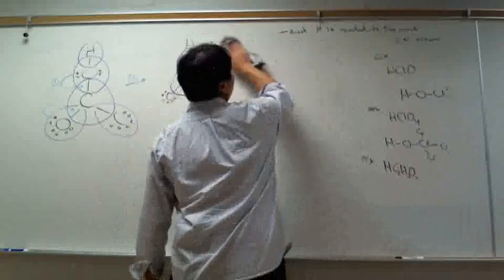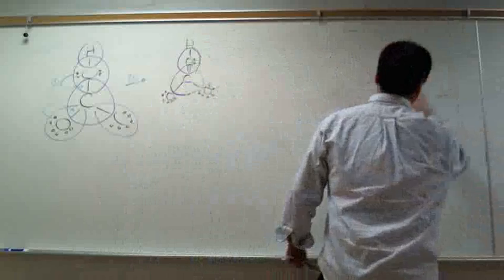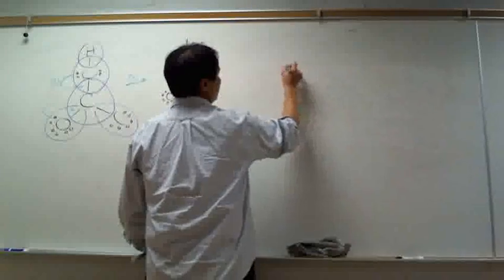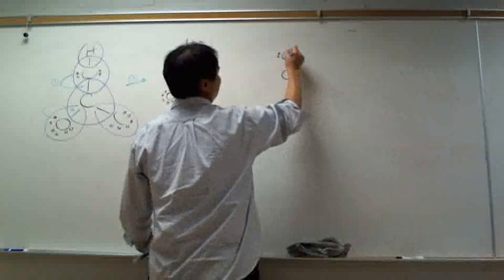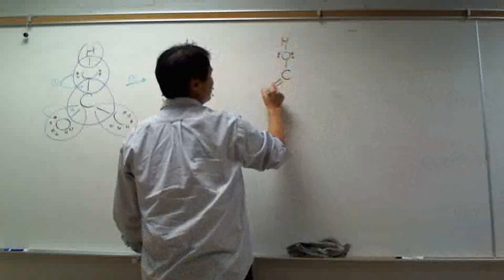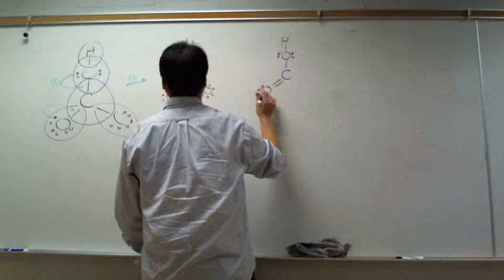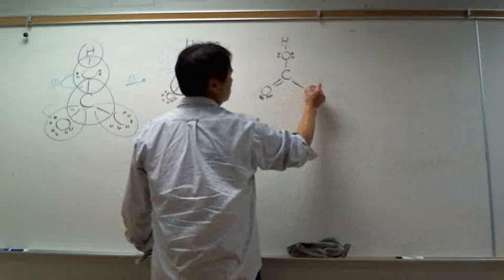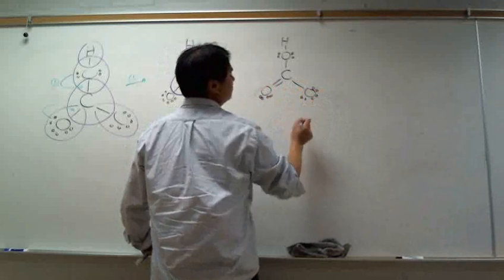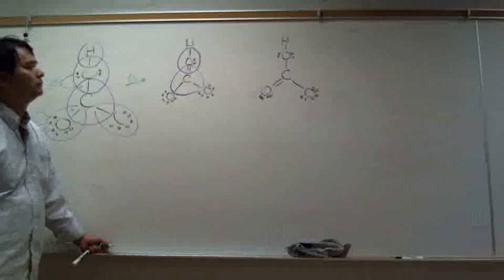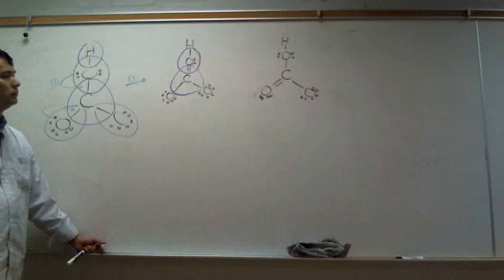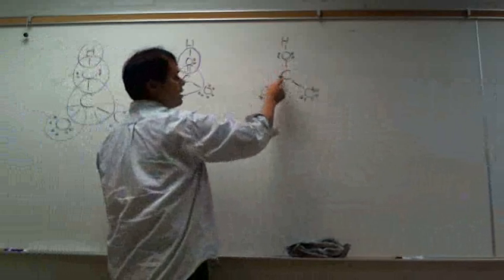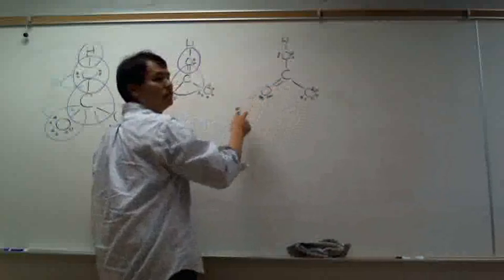Let's write that over here. So we generate this structure instead, where we create a double bond here. That's choice 2. And again, we gave carbon an octet without sacrificing the oxygen octet. So that's good.